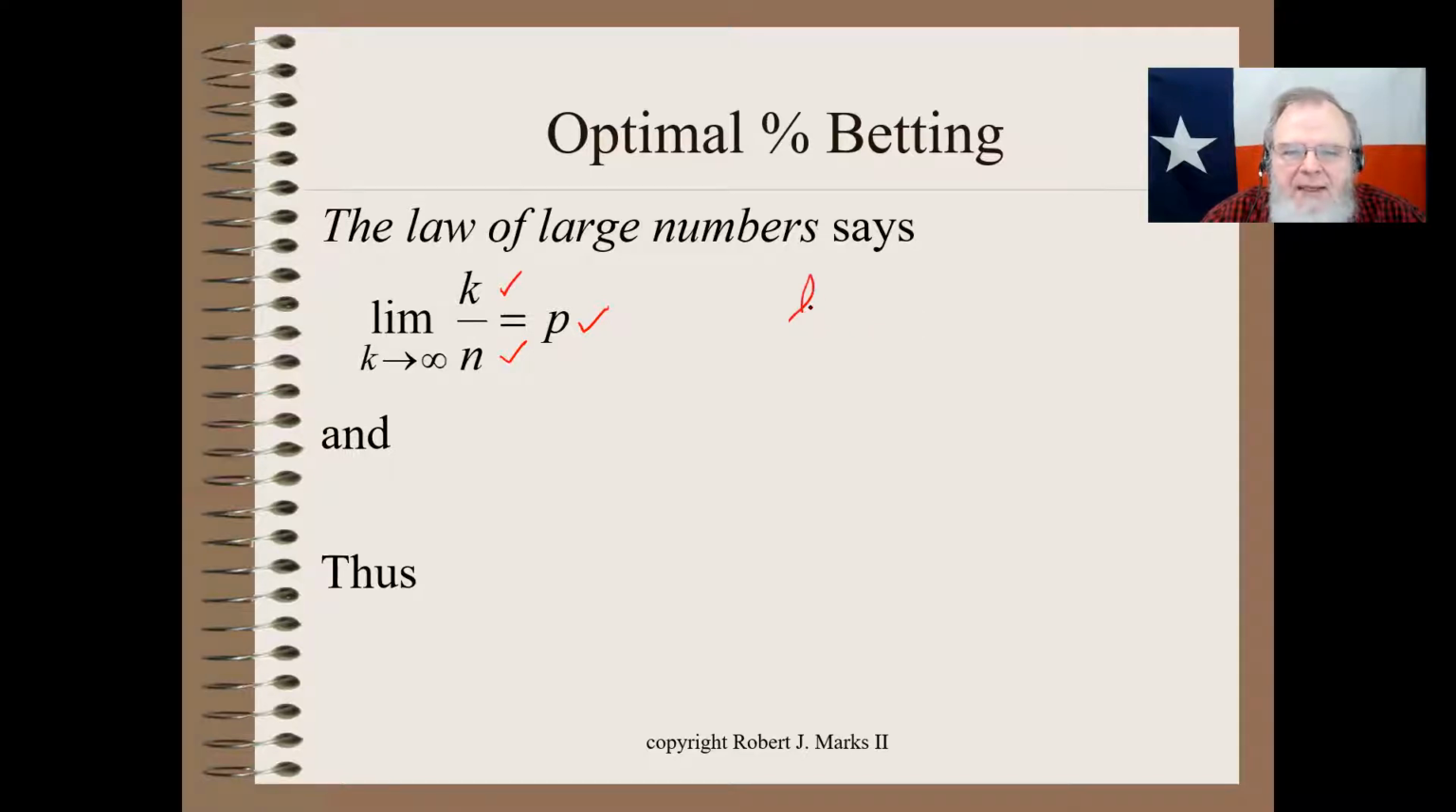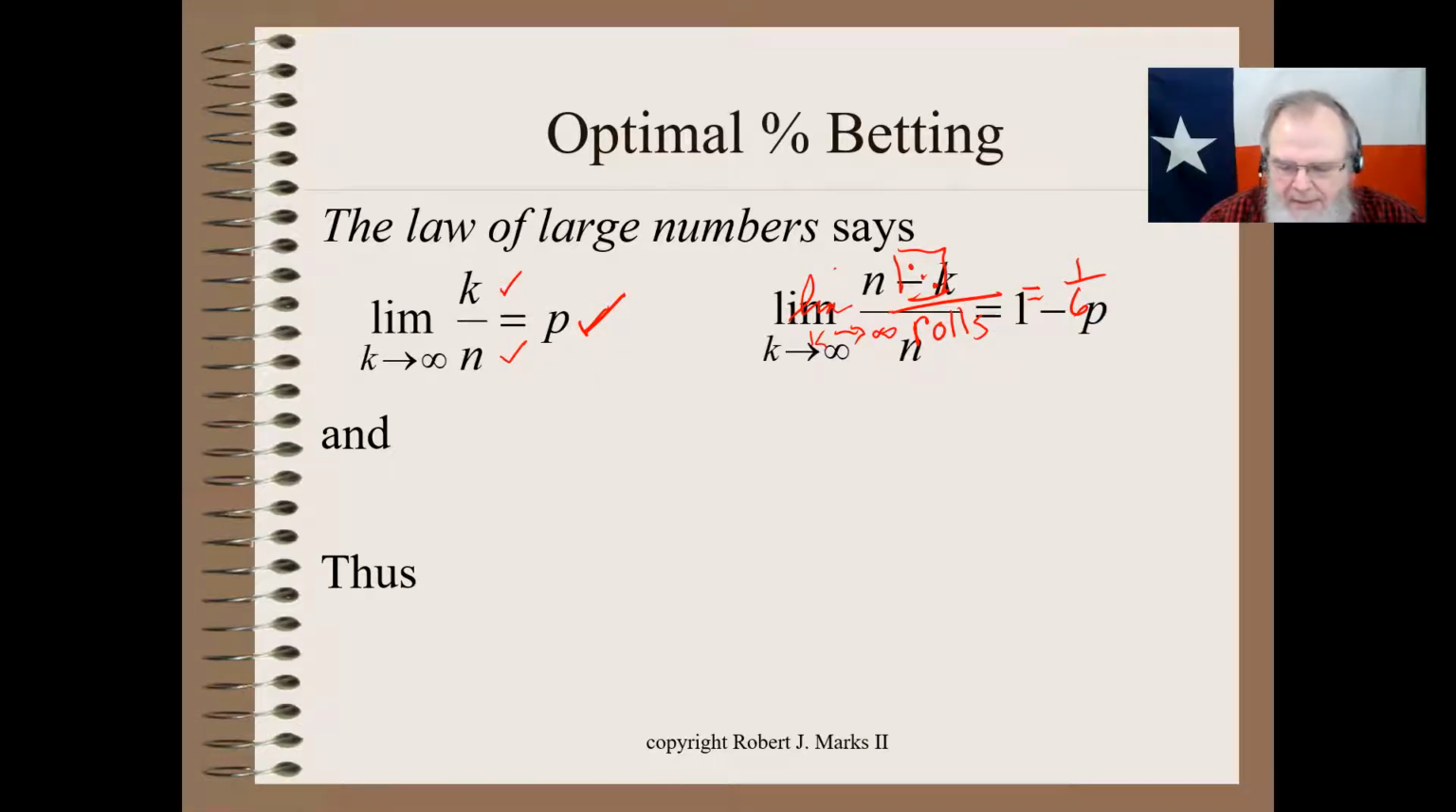For example, if you take the limit as the number of rolls goes to infinity of the number of 3 pips on a die, divided by the total number of rolls of the die, that should be equal to 1/6. If you roll the die enough, you're going to get 3 pips 1/6 of the time. So this is something we're going to apply. The law of large numbers applies, and we can make the substitution that k over n goes to p.